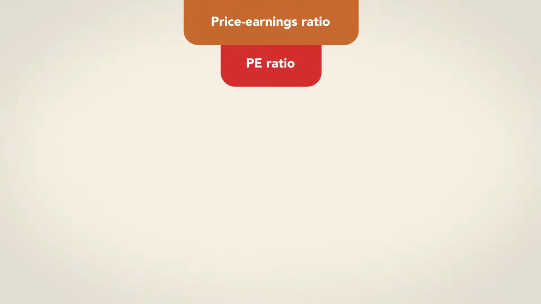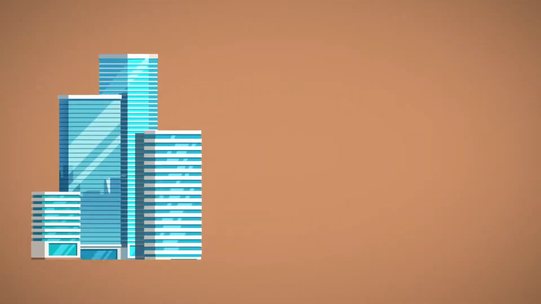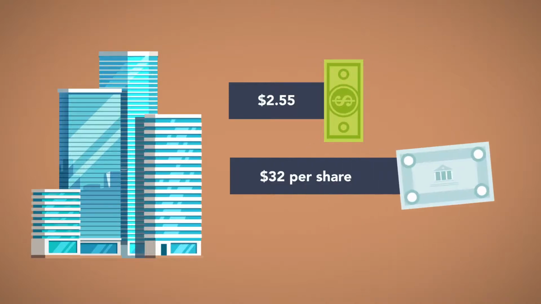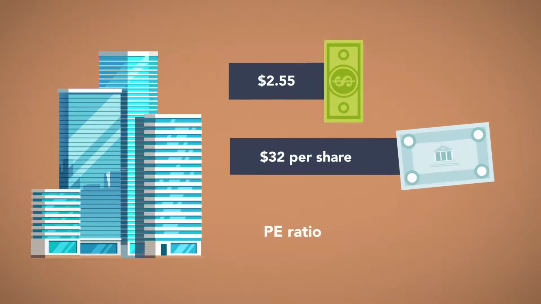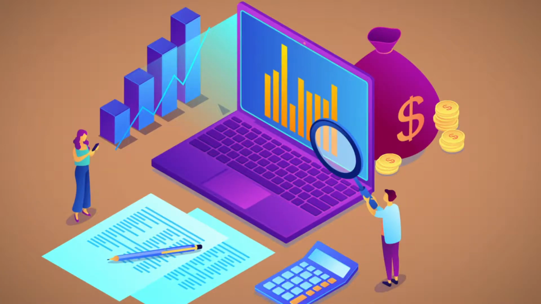The price-to-earnings ratio, or PE ratio, builds on earnings per share by tying in the price of common stock. The price-to-earnings ratio is the market price for a share of common stock divided by the earnings per share. For example, assume Acme Corporation has an earnings per share of $2.55, and Acme's common stock is selling at $32 per share. Acme's price-to-earnings ratio would therefore be 32 divided by 2.55, or 12.5. Analysts typically compare price-to-earnings ratios over time and with that of other peer companies.